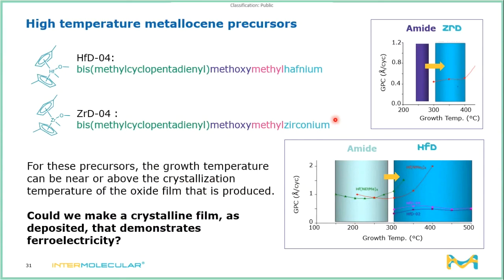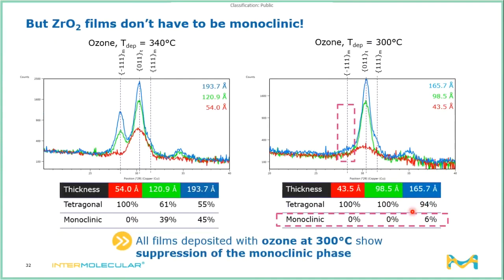On the other hand, these advanced metallocene precursors, HfDO4 and ZrDO4, can really push that ALD window much higher. And therefore, now you're in a temperature space where you actually could see some crystallinity in the material as you deposit it. And so the question, knowing this behavior about these precursors, is would that type of film be ferroelectric if we engineered it properly? When we started looking at this material, we discovered a sweet spot in the deposition temperature and reactant range.